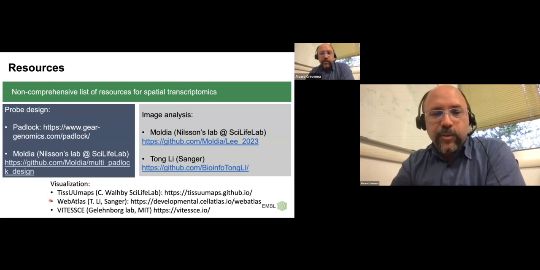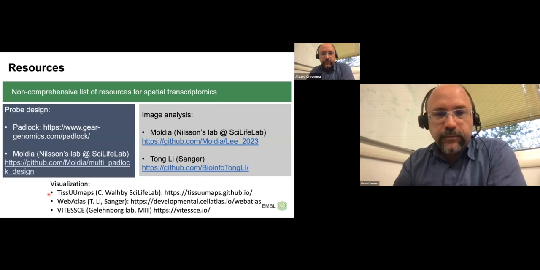I think these two, the Web Atlas and Vitesse, just came out a couple of months ago, although at least the preprints have been available a bit longer. We use tissue maps. We also have a standing collaboration with Carolina Wählby's lab to try to understand the organization of tissues.